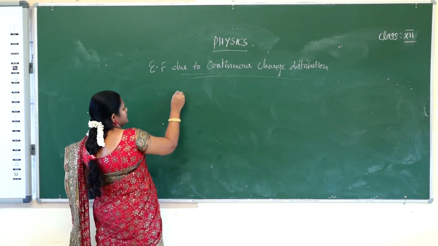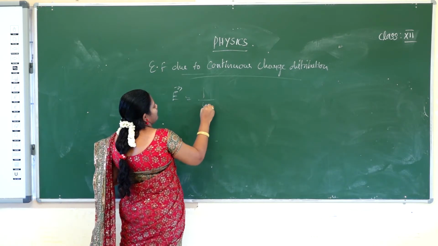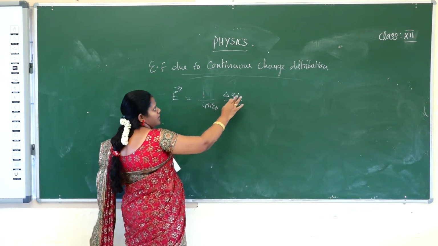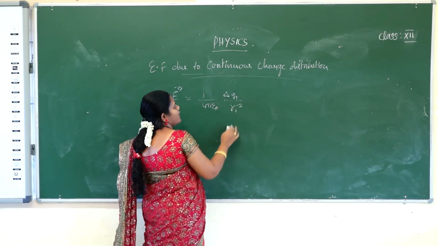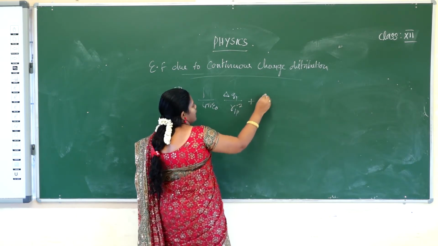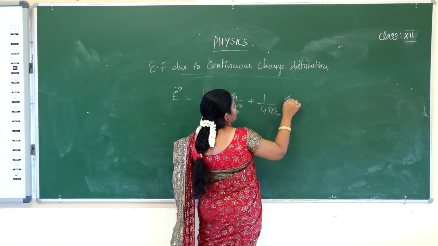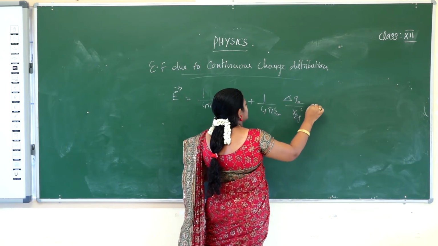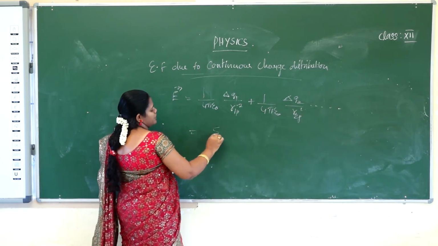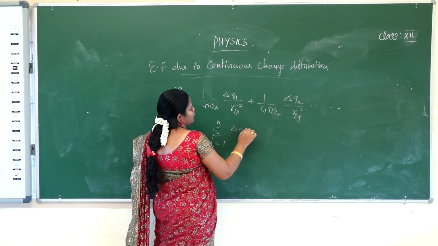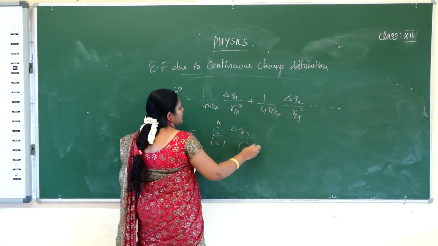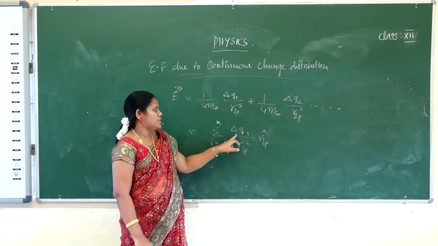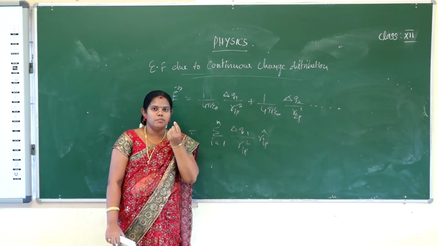First, consider the electric field E vector equal to 1 by 4 pi epsilon naught del Q1 by R1p square plus 1 by 4 pi epsilon naught del Q2 by R2p square, and so on up to that. In the simplified form, it is the summation i equal to 1 to n of del Qi by Rip square, with Rip cap also. This is the continuous charge distribution. Del is some little bit value.